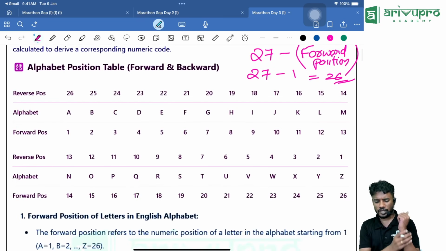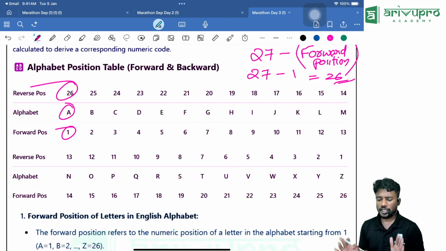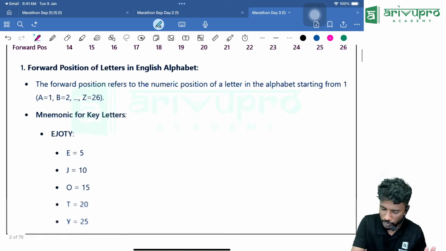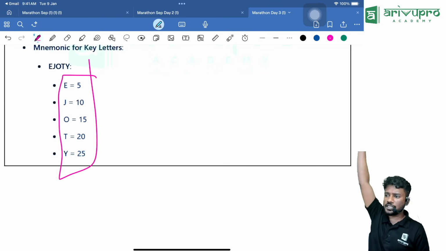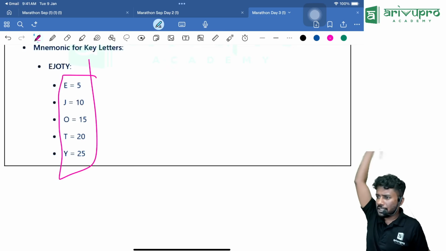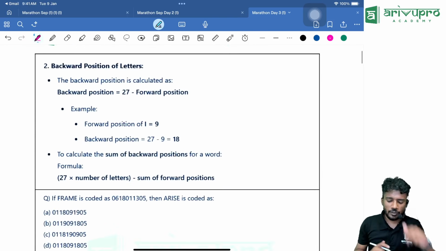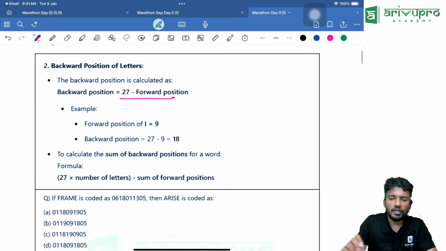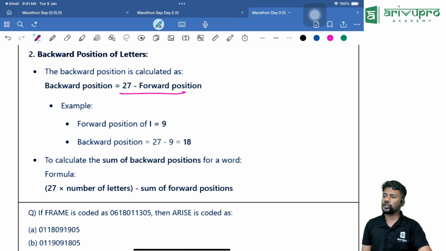So that is written over here. A is in first position in the forward and 26th in the backward. Likewise, a table is given. If you ask me, no one is going to learn the table and all. So we don't need that. Okay, next one. So that is Ijoti. E is 5, J is 10, O is 15, T is 20, Y is 25. Then backward position is 27 minus forward position.